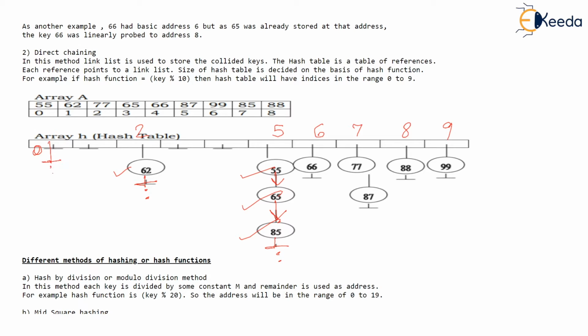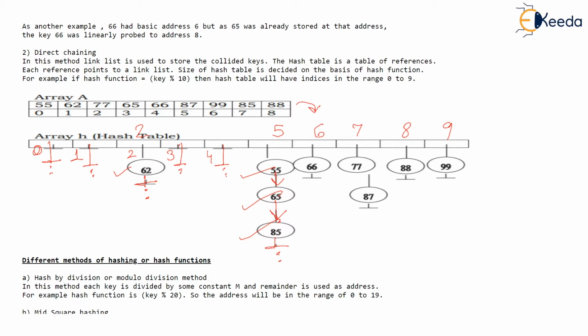Or there is nothing stored at first address. So first pointer will be null. Similarly, I think third pointer will be null. Fourth pointer will be null. Okay. So now we have mapped the keys. This is just the preparation for searching.